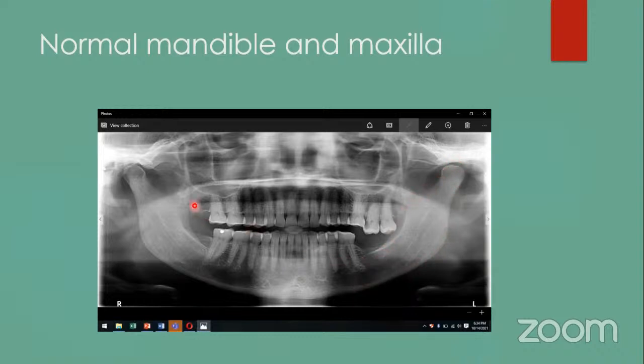And then looking at the maxilla, look at the maxillary air sinus. You can see the bony wall. We have cortical bone there, cortical bone there. So these are the ones which are affected by those systemic diseases that affect the density of the bone.